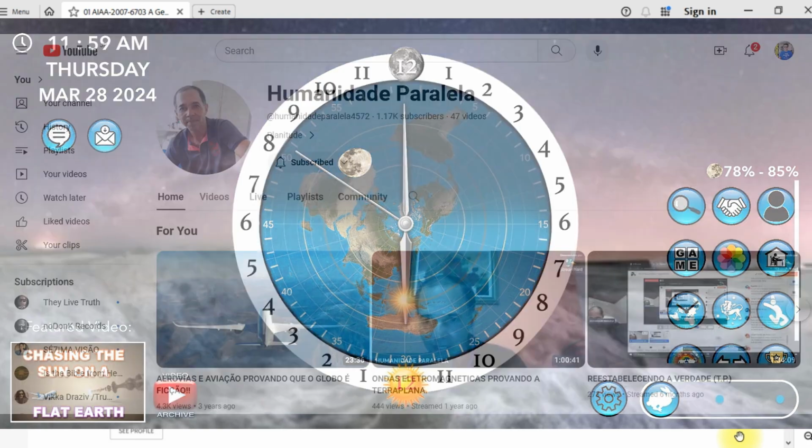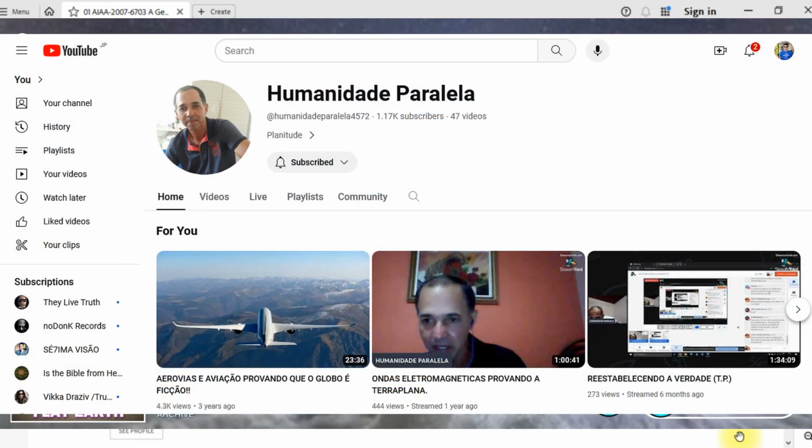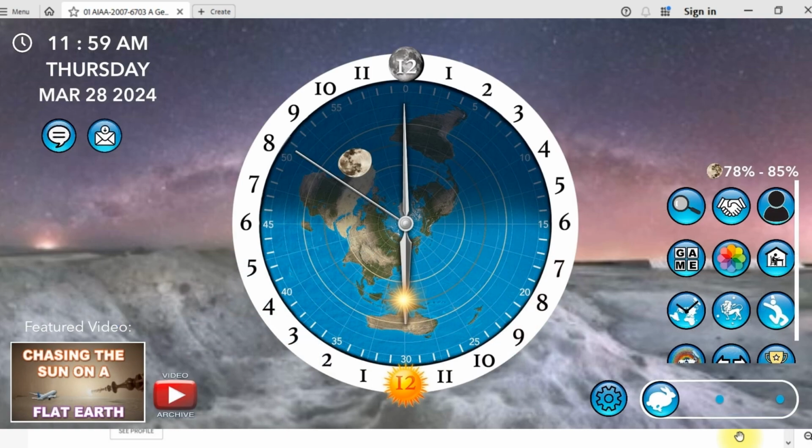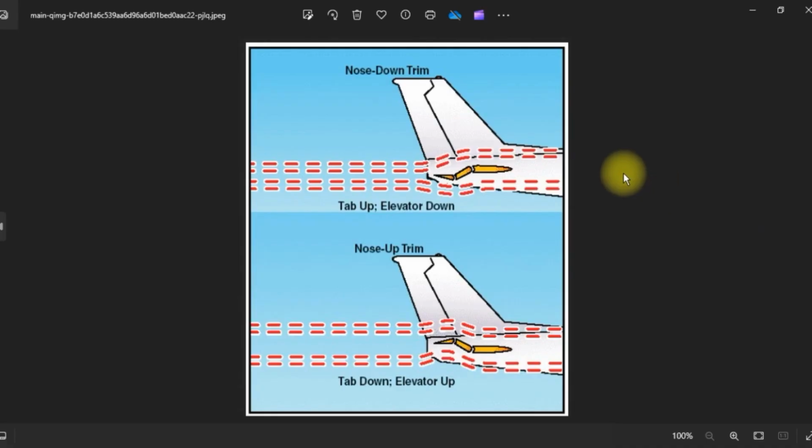Shout out to Leone in Brazil from the channel Humanidade Paralela, Flat Earth channel. He recently took part in a live stream, and I watched it, and he cited this document. I went ahead and searched for this document so you guys can have an idea what this all means. Here we have an aircraft, and this is the elevator right here.